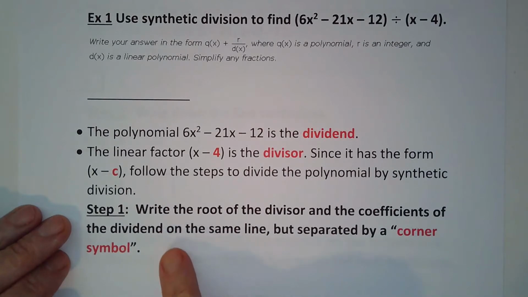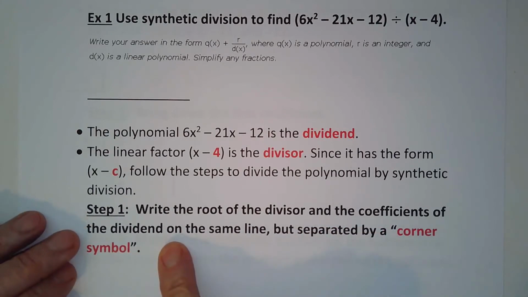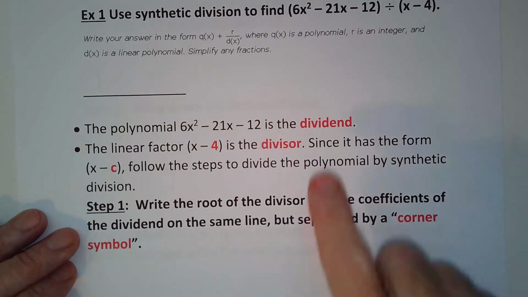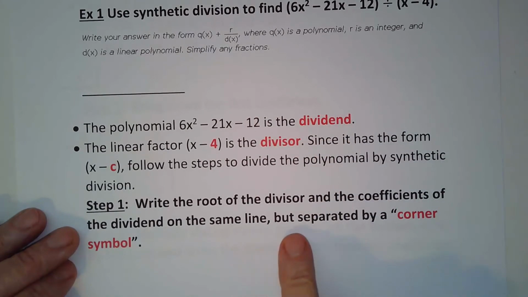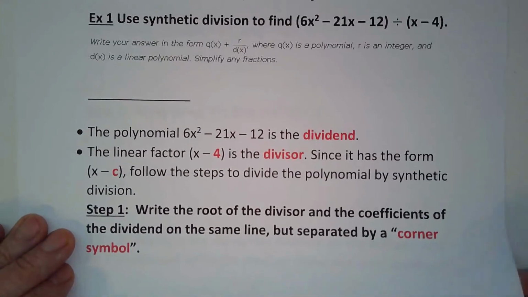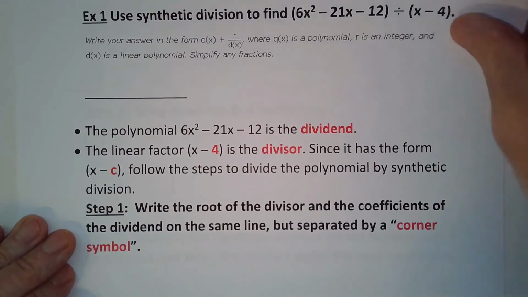All right, so you're going to write the root of the divisor, which we just talked about, and the coefficients of the dividend. The dividend here has numbers in front of x squared and x, and then the last number is all by itself. Those numbers are the coefficients of the dividend. We write those all in the same line, but the root is separated from the rest of the coefficients by what we call a corner symbol. I'll show you what that is.